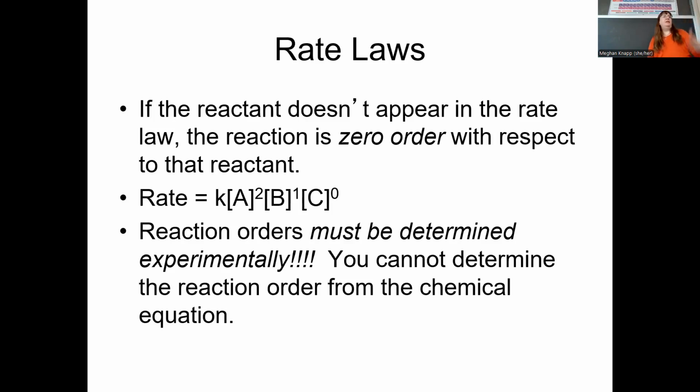Okay. And then first part of this is just what I keep saying. If it doesn't appear, the reaction order is 0. So that's like that C there. And the reaction orders have to be determined experimentally. So I can't just look at a reaction and know what it is based on where it is on the periodic table.